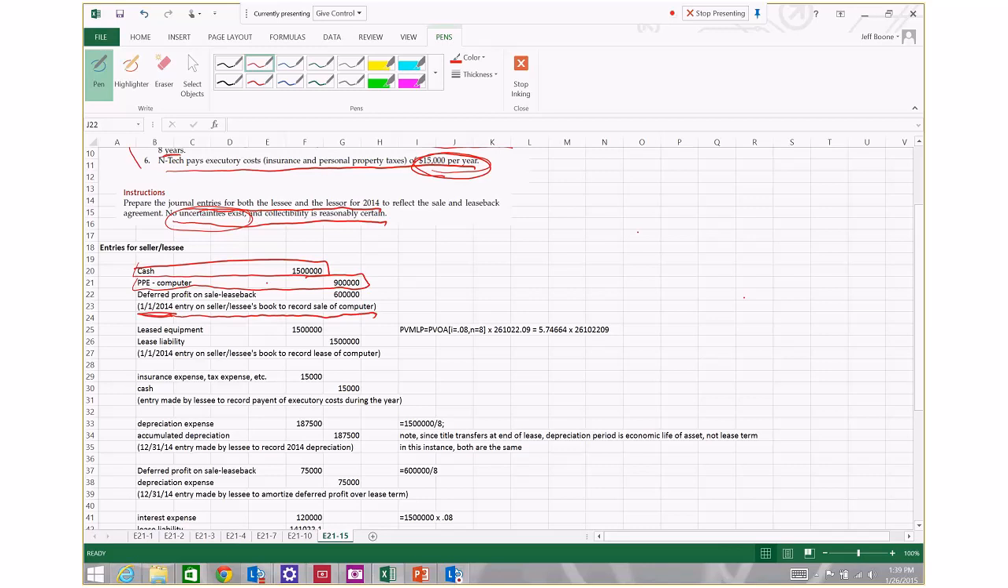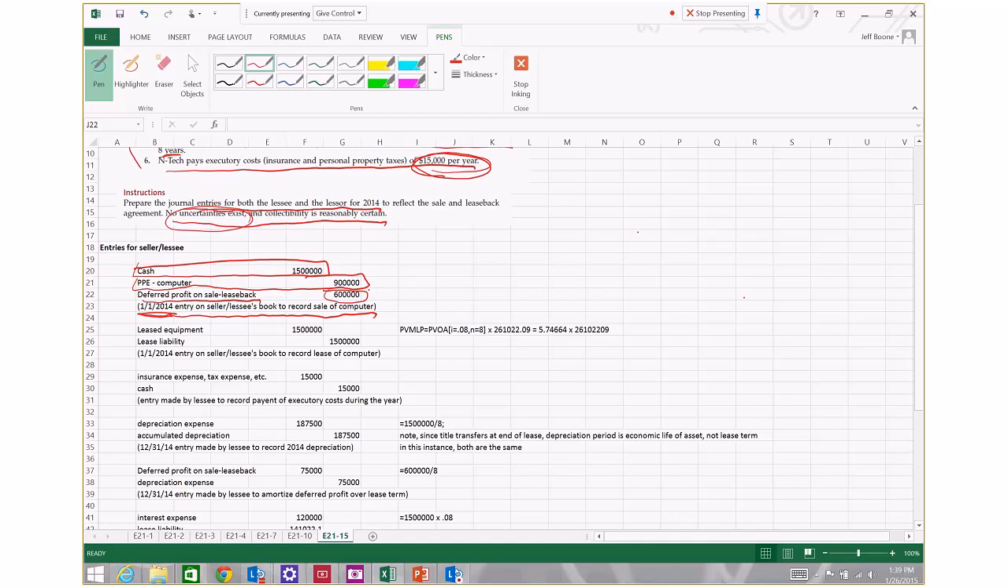But in this case, that gain is not going to be recognized at the time of the sale. Instead, that gain is going to be credited to a deferred profit on sales leaseback. It's not going to be recognized. It's going to go to the liability section of the balance sheet as a deferred profit account. And the reason for that is that it is a sales leaseback transaction.